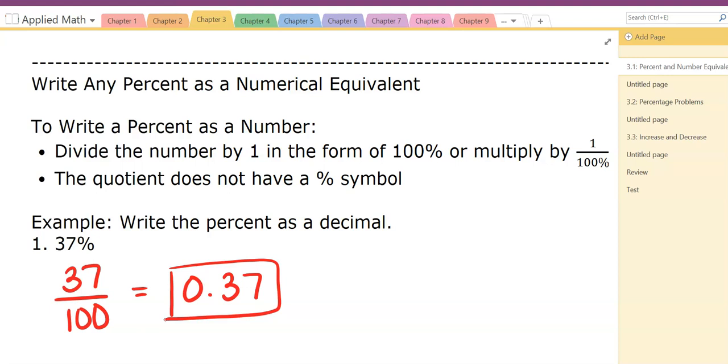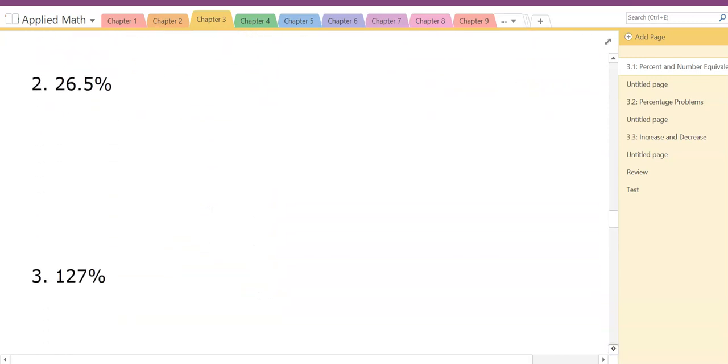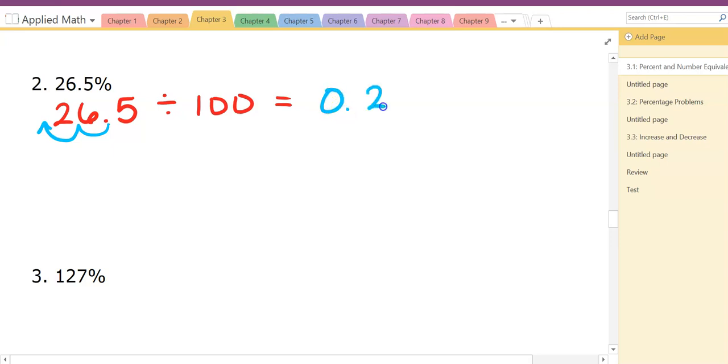All right, ready to talk about these? So we're going to start by taking this one, 26.5, divided by 100. So think of that as you move the decimal place to the left 2 times. So what do we get? 0.265.